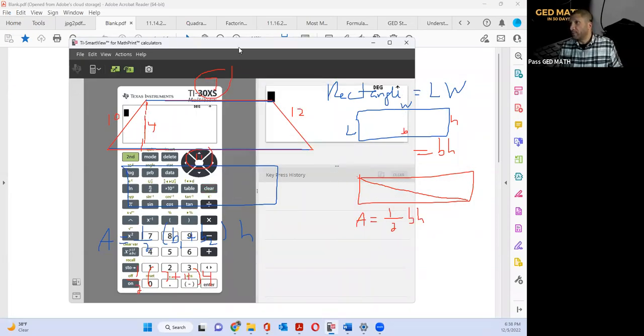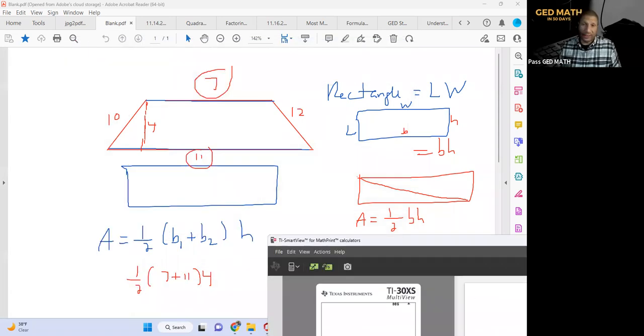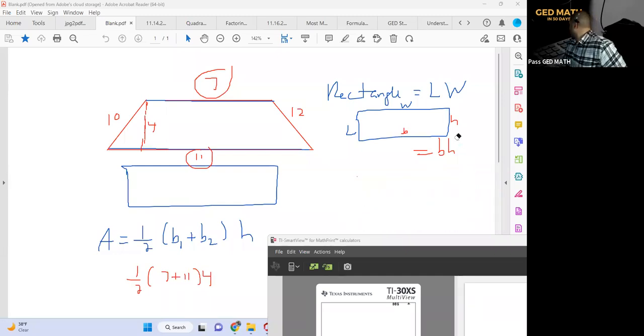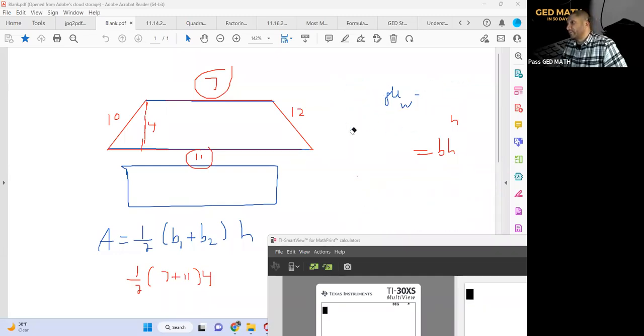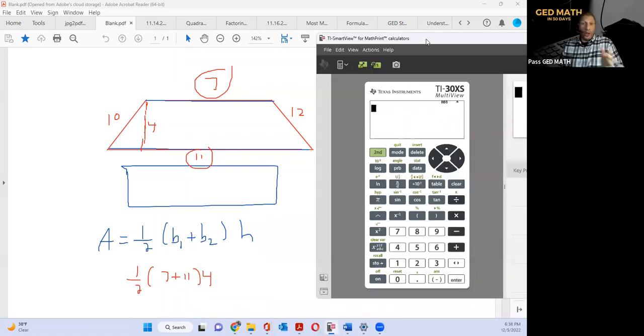Let me erase this right side first. Watch how much easier this problem becomes. You don't have to simplify. You don't have to take any shortcuts. Area equals 1/2 base 1 plus base 2. So 1/2 in parentheses 7 plus 11, close my parentheses. My height is 4. Done. 36. My area of that trapezoid is 36.